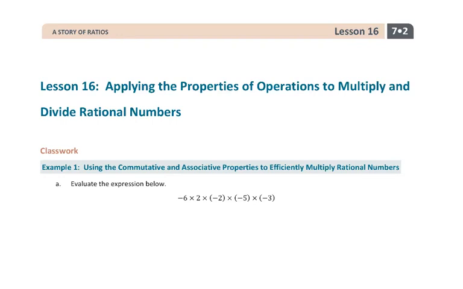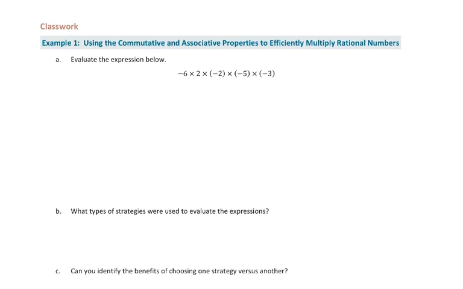So this is lesson 16, and I'm just going to go through some of the basic pieces of this lesson to save us all some time. When we're evaluating multiplication and division, sometimes it's easier to group together numbers that multiply easy or that have the same sign. And because of the commutative property of multiplication, we can switch the order of things and it doesn't change what our answer is.